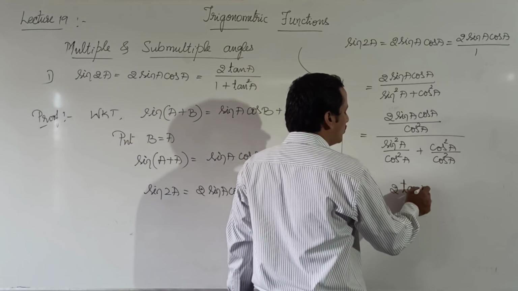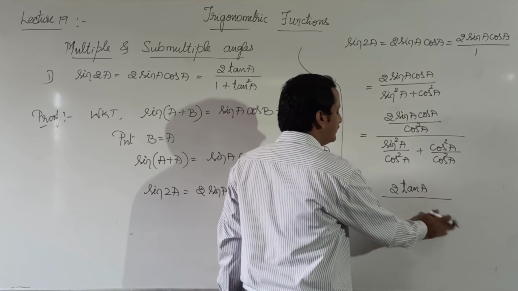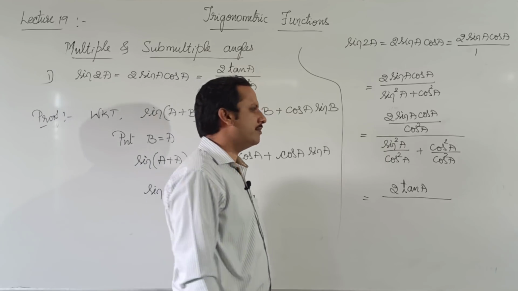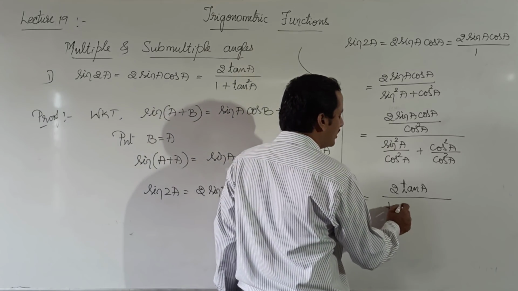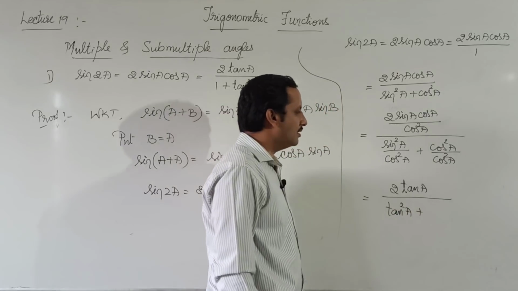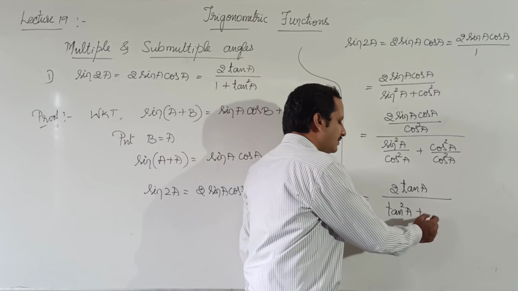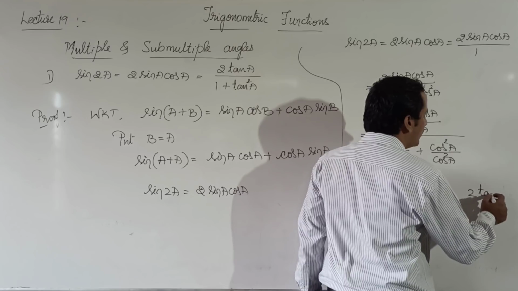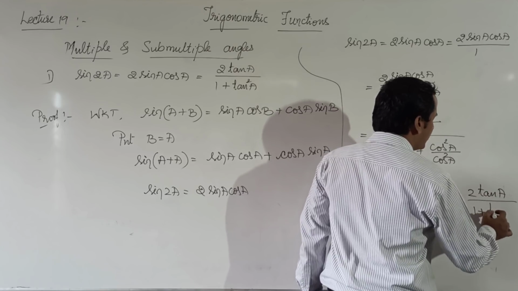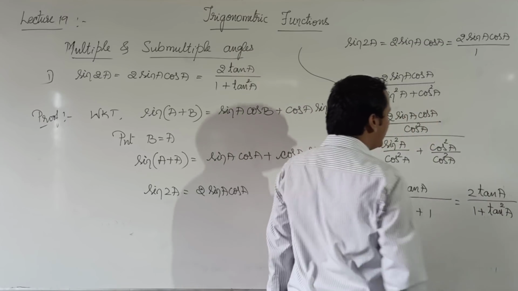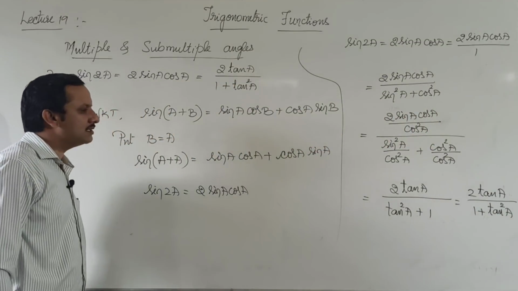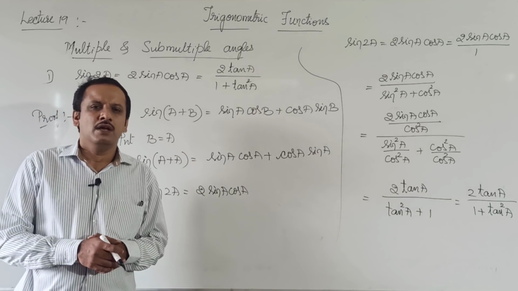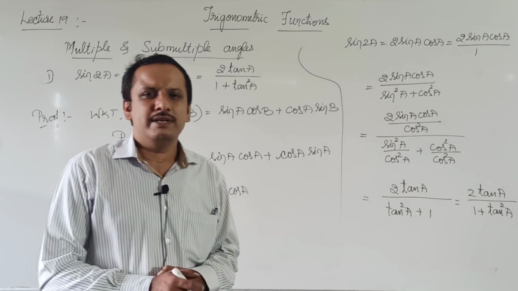So it will become 2 tan A divided by, in the denominator what happens? Sin square A by cos square A, that is equal to tan square A, plus cos square A by cos square A, which is nothing but 1. So you have 2 tan A divided by 1 plus tan square A. Tan square A plus 1 can also be written as 1 plus tan square A. Hence we have this formula, sin 2A is equal to 2 sin A cos A, that's also equal to 2 tan A divided by 1 plus tan square A.